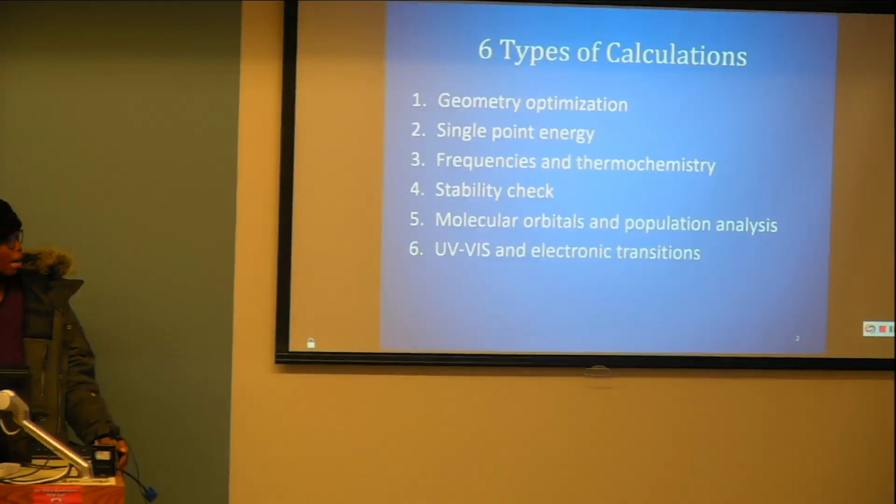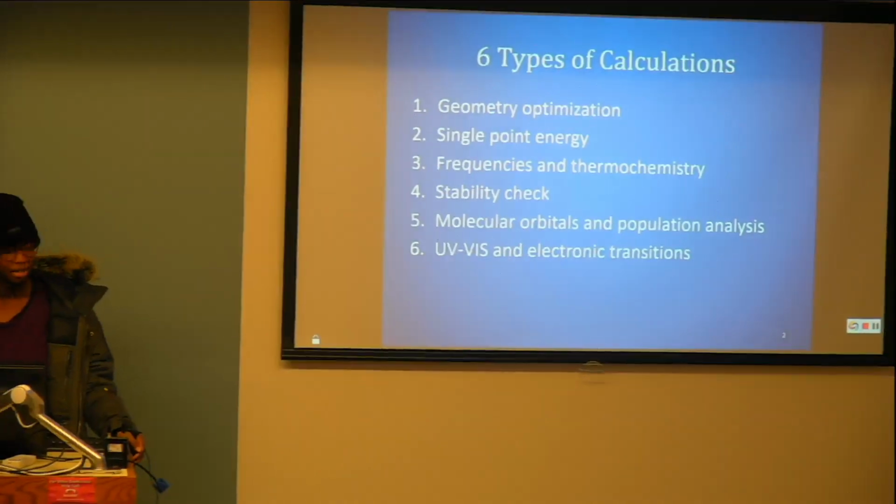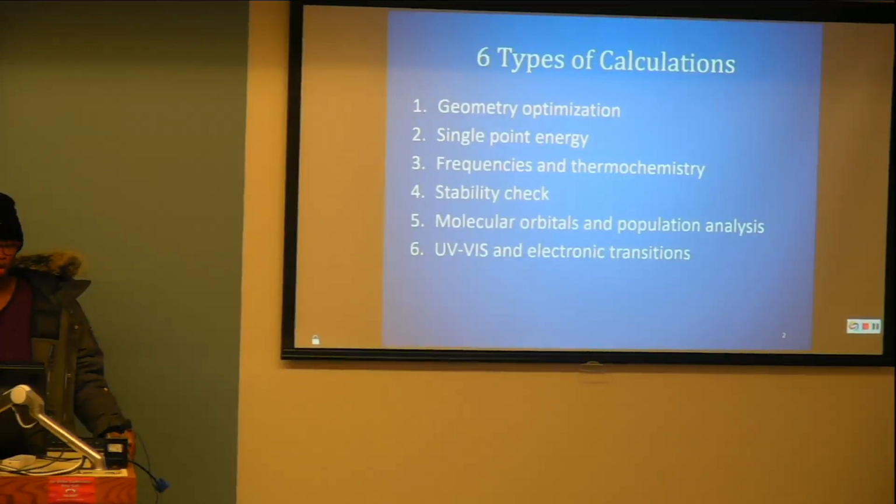Alright, so I should actually mention that my primary source for this presentation is from a Gaussian reference manual. And in that manual, it outlines different types of calculations. There are obviously more, but these are the 6 that are primarily Gaussian, one being geometry optimization, single point energy, frequency and thermochemistry, stability check, molecular orbitals and population analysis, and UV-VIS and electronic transition.